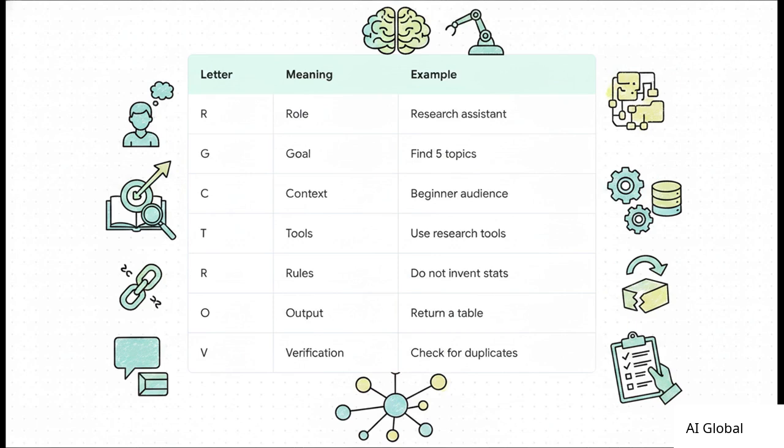R is for role. Who is the agent? G is goal. What exactly must it accomplish? C is context, like letting it know this research is for a beginner audience. T is tools. What external tools or databases can it tap into? R is rules. These are your constraints, things like do not invent stats. O is output. Do you want a paragraph, a JSON file, maybe a table? And finally, V is verification. How should it check its own work before ever presenting it back to you?